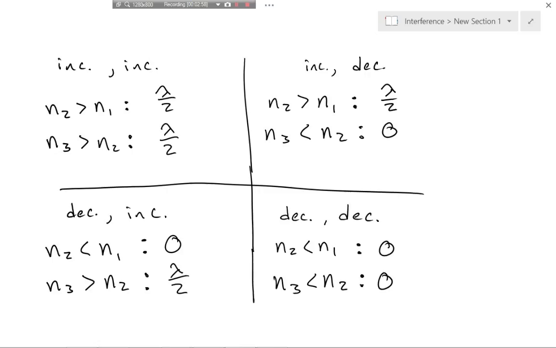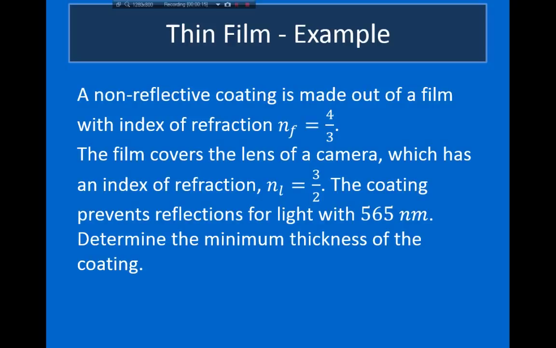So we have an example here which says a non-reflective coating is made out of a thin film with an index of refraction of 4/3. The film covers the lens of a camera which has an index of refraction of 3/2. The coating prevents reflections for light with a wavelength of 565 nanometers. The question asks us to determine the minimum thickness of the coating. So the idea is that because we are preventing reflections, that means that the light that reflects off of the front and back surface of this film will interfere destructively. So that way none of the light will actually reflect off of the surface of this film.